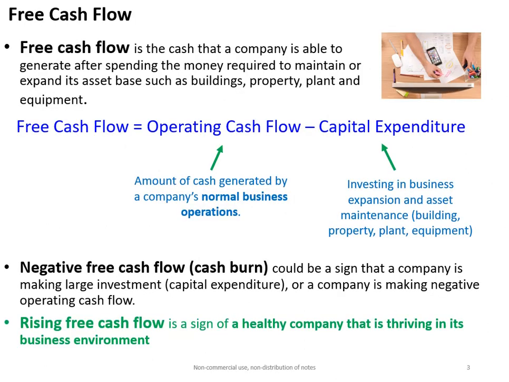Free cash flow is the amount of excess cash the company can generate after maintaining their building, plant, buying equipment, and whatever investment they need to make to keep their business going. It is given by this equation. This is the conventional way. Free cash flow equals operating cash flow minus capital expenditure.